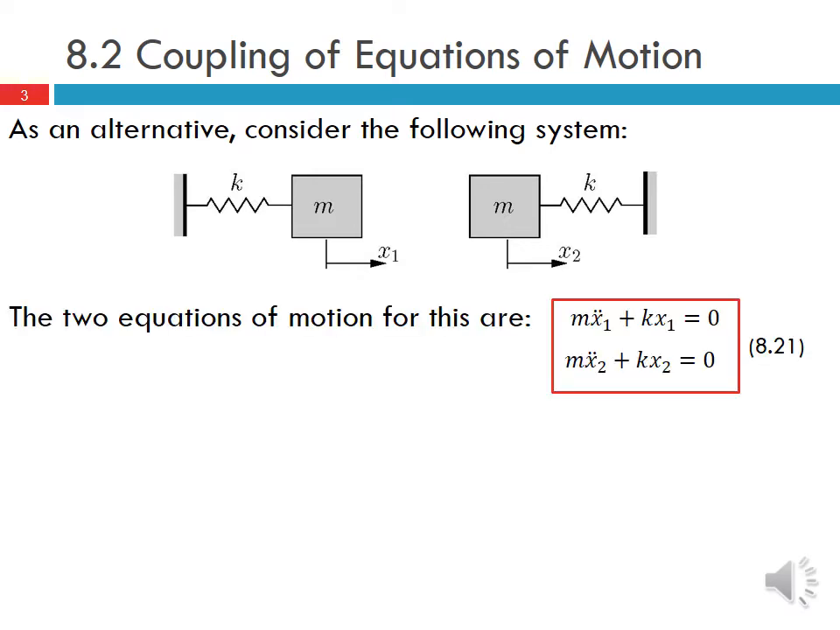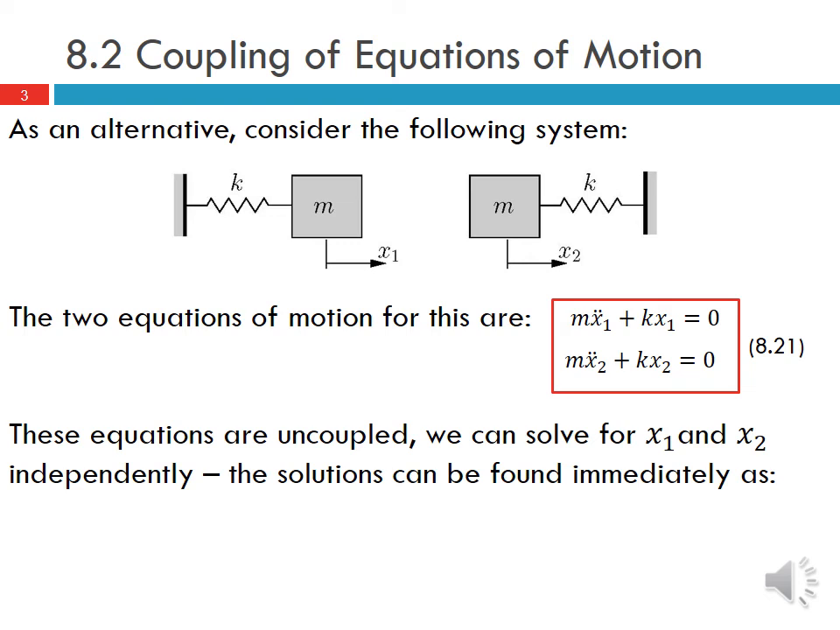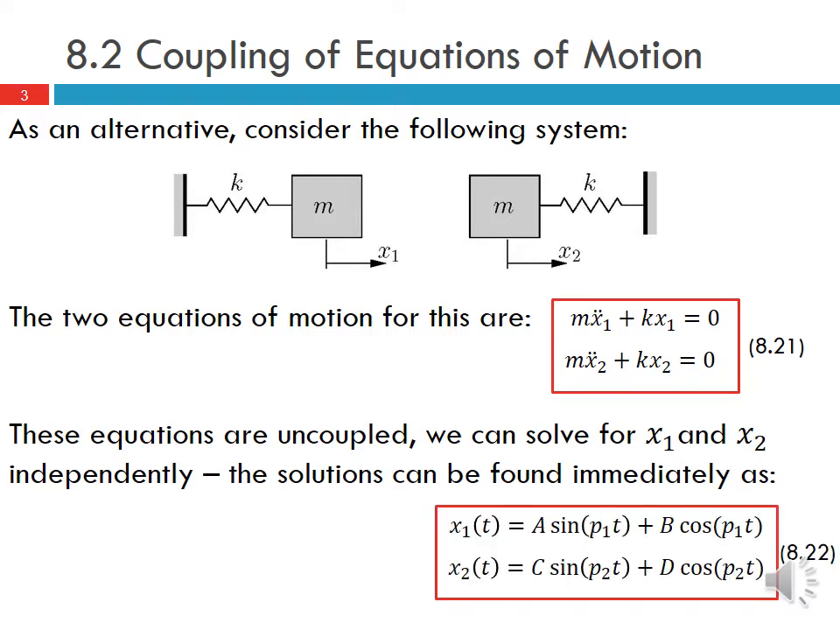The 2 equations of motion for this system are given as shown here. So m x1 double dot plus k x1 equals 0, and m x2 double dot plus k x2 equals 0. These equations are uncoupled, and we can solve for x1 and x2 independently. So the solutions can be found immediately as shown here, where P1 is equal to the square root of k over m, and P2 is also equal to the square root of k over m.